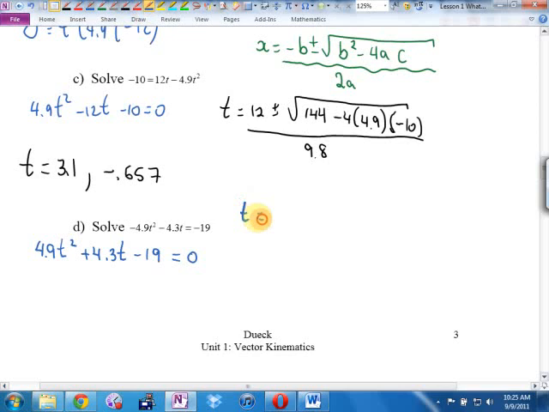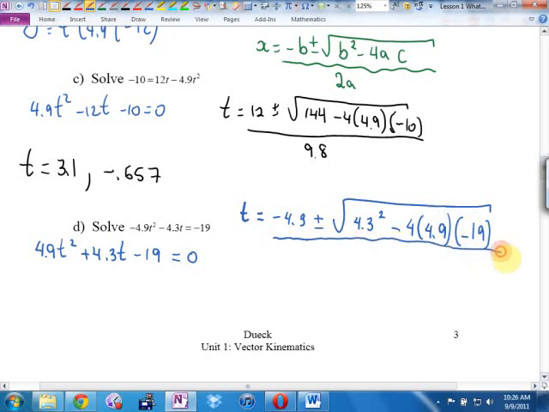T equals negative 4.3 plus or minus the square root of. I said yesterday, if I can square the term in my head, I will. I don't know my 4.3 times table or my 43 times table, so I'm going to write 4.3 squared minus 4 times 4.9 times negative 19 all over. I can do 2a in my head times 4.9. 2 times 5 would be 10. 2 times 4.9 is 9.8.